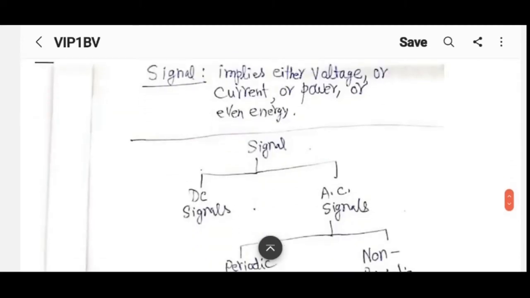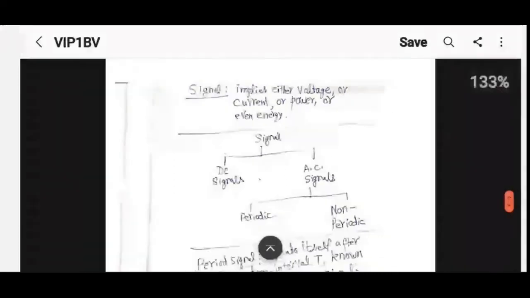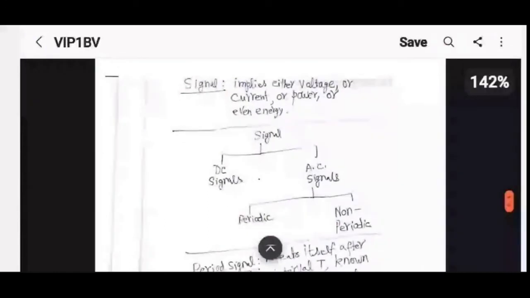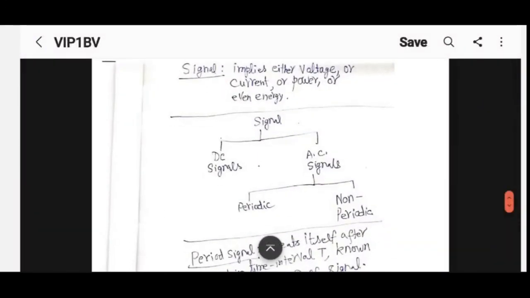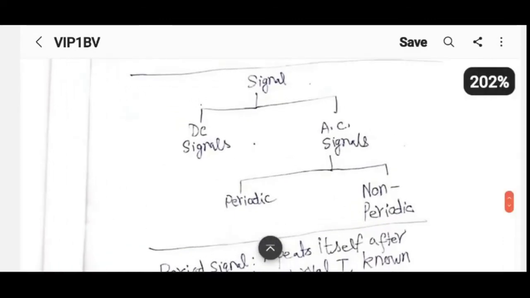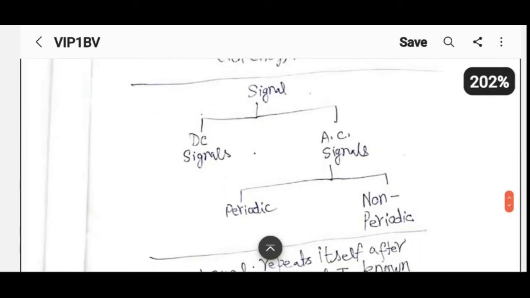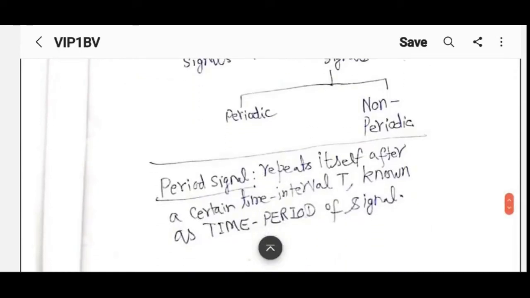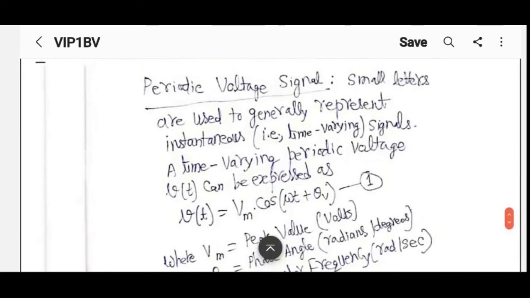Okay. Now, as I said, I'll quickly go through this, which is well known to you. Signal is a word we'll be using for current, voltage, power, and possibly for energy. Signals will be AC or DC. AC signals can be periodic or non-periodic. I don't want to waste too much of your time. You know all this. Let's move forward.